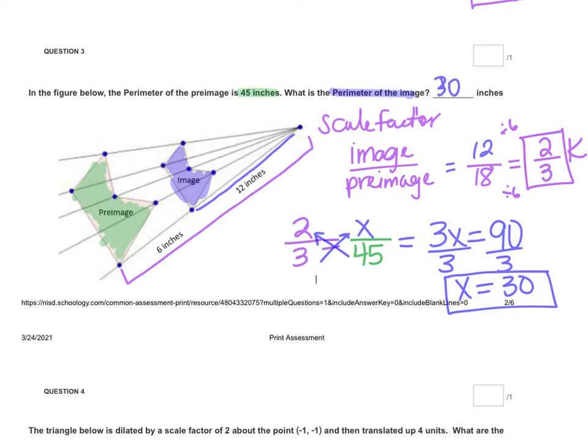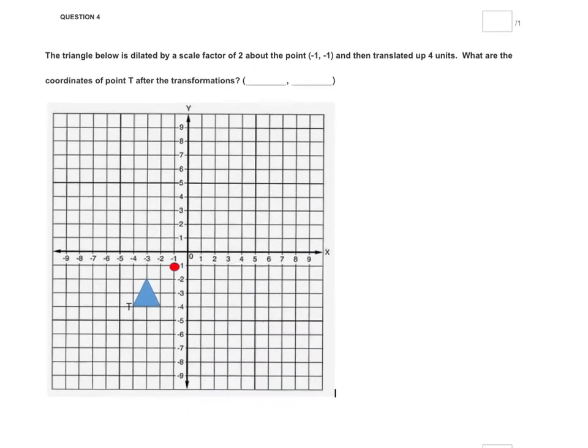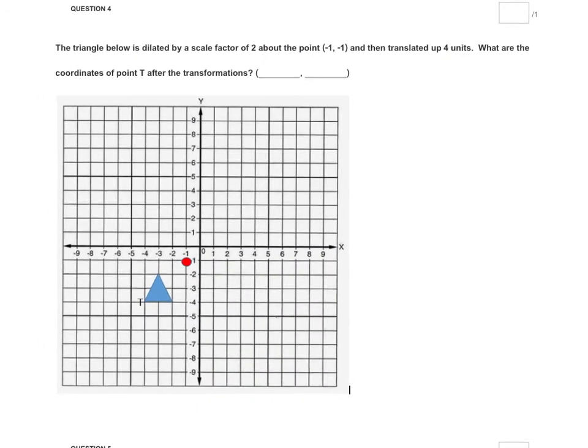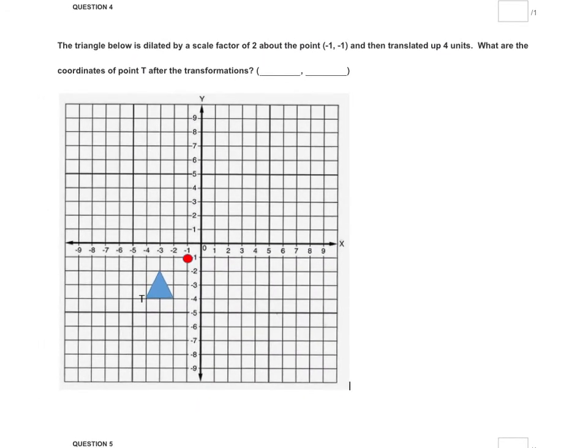There we go. Continuing on to number 4. Here the triangle below is dilated by a scale factor of 2. Let's highlight that, it's probably important. It's dilated by a scale factor of 2, and it's also dilated about the point -1, -1. Lastly, it's also translated up 4 units. So here we have 2 different things going on, but the key is that our center is -1, -1. What are the coordinates of point T after our transformations?